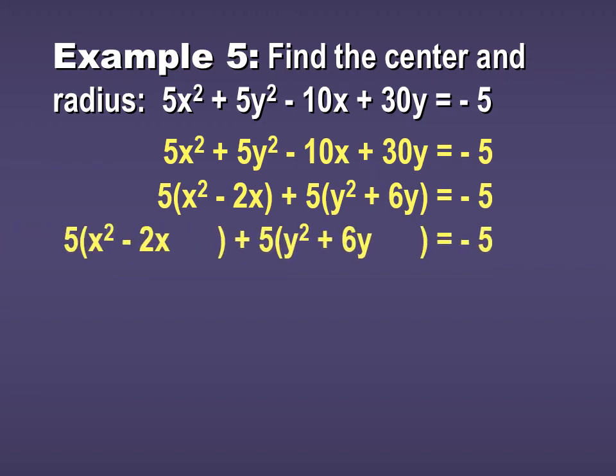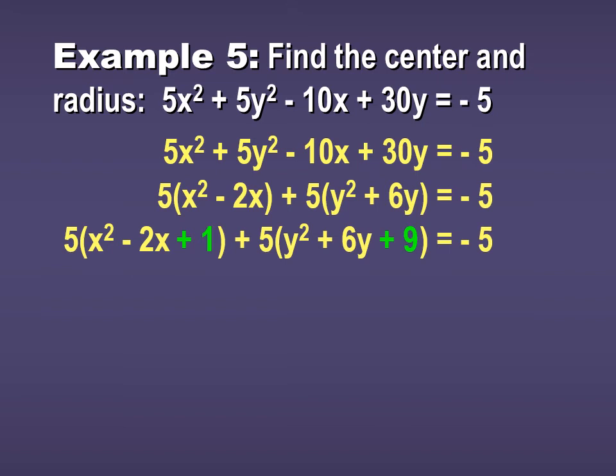Okay, we're going to complete the square. So half of negative 2 is 1, and 1 squared is 1. So we're going to add 1. We have to compensate for that, so we have to add 1 to both sides. But wait, don't forget, we're not just adding 1, we're adding 1 times 5. So we have to compensate with a plus 5 on the other side.